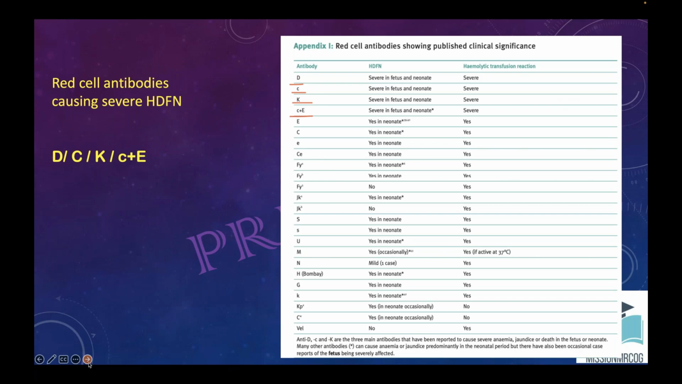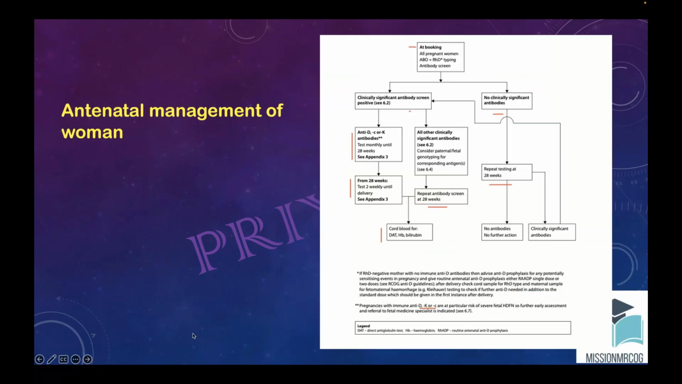Now, what we'll do and how we'll manage. Coming to the antenatal management. In the UK, whenever a pregnant patient comes, booking bloods are always done. In booking bloods, they will do ABO and RhD typing and antibody screen. So this is routine in the UK. Now there is a possibility that there are no clinically significant antibodies. If there is no clinically significant antibody, we are happy.